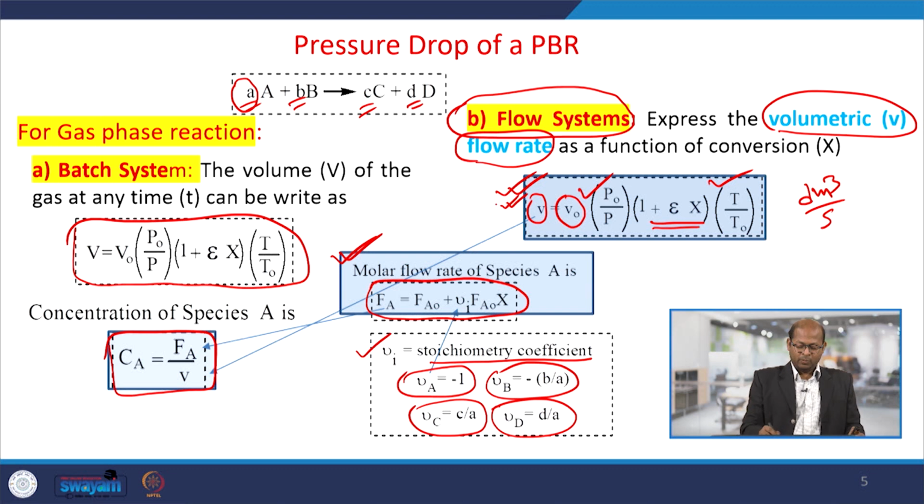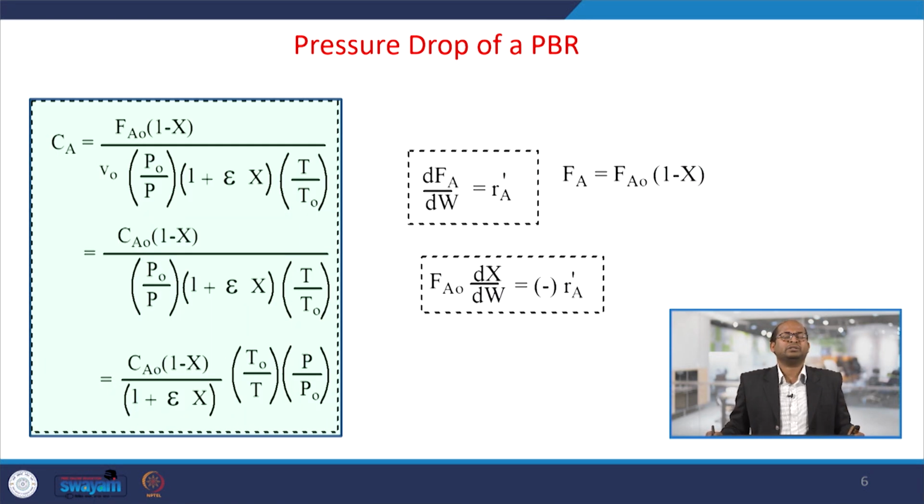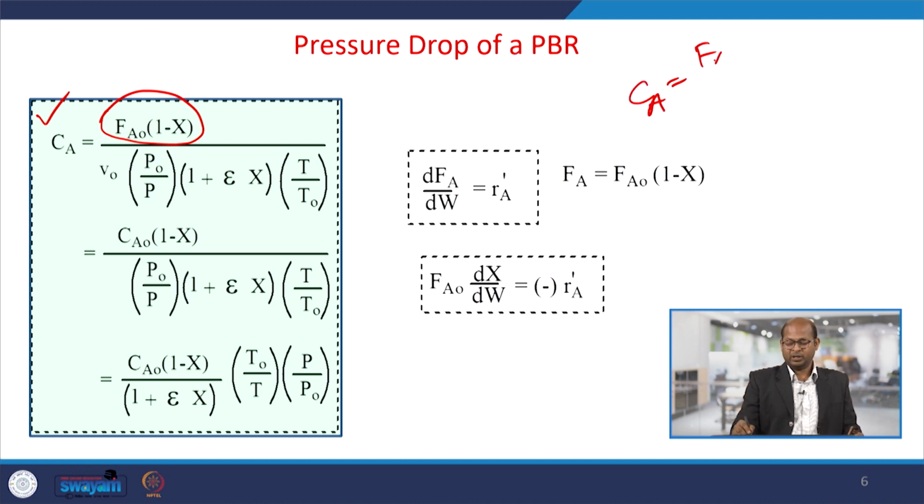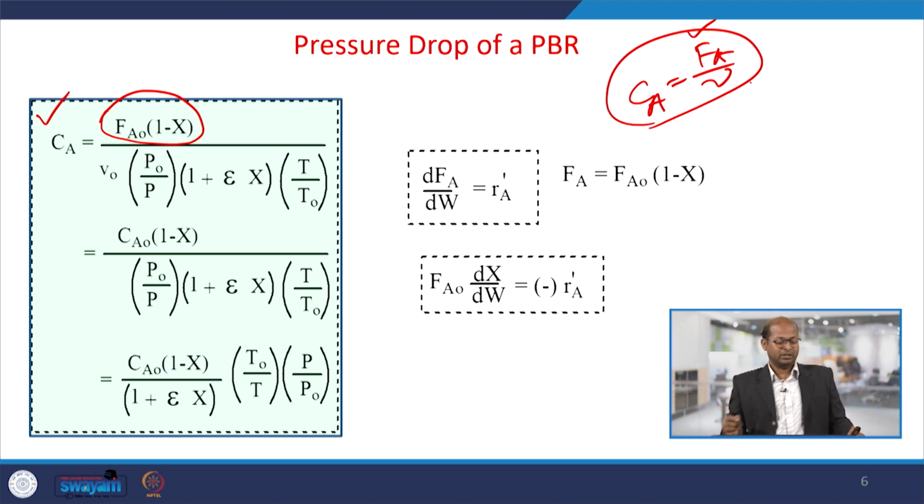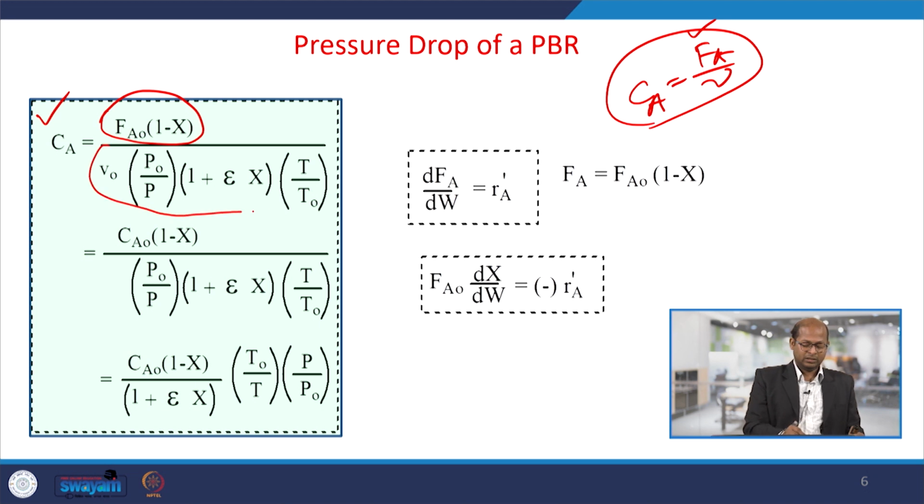So, here the volumetric flow rates, molar flow rates, and these volumetric flow rate changes, that part we will substitute here. Then we will get the concentrations in terms of temperature and pressure, and at the same time fractional changes of volume and conversion, that way we can express. So, here the concentration we can write as C A equals F A by v, that way. We are substituting the molar flow rate and the volumetric flow rate changes, and those two we are substituting, and then we can write these equations this way.